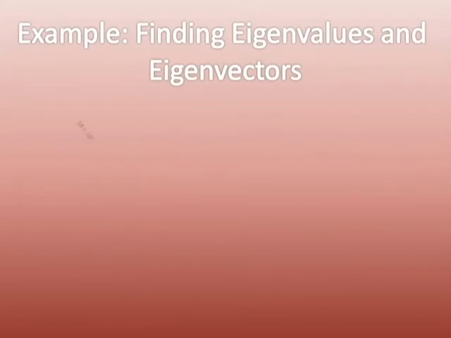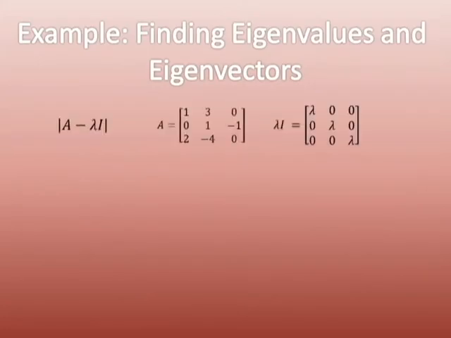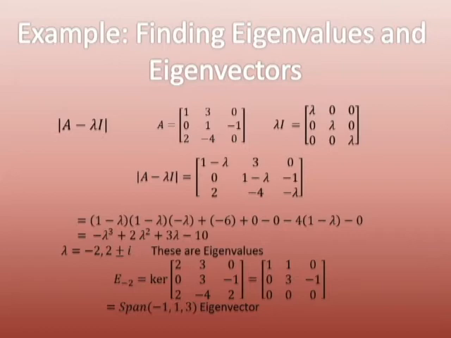Here is an example from Dr. Huffman's class. Find the determinant of A minus lambda I. Solve for lambda. One result is rational. When we find the kernel of the matrix when we substitute this real value in, we can find its span. This span is the eigenvector or eigenspace.